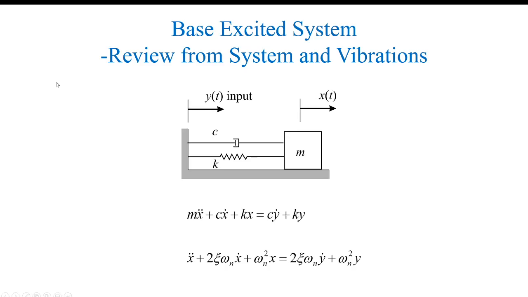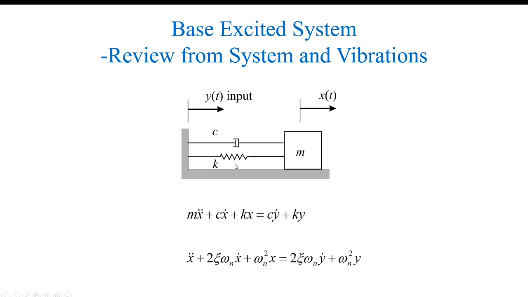So, the base-excited system, we've seen this before from ME3333 Systems and Vibrations. In this system we have a single mass connected to a base that's moving. Here y of t is a prescribed motion and x of t is your output motion of the mass, the response of the mass. And c is the damping coefficient and k is the spring constant.